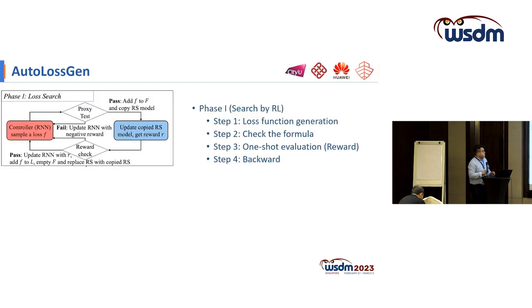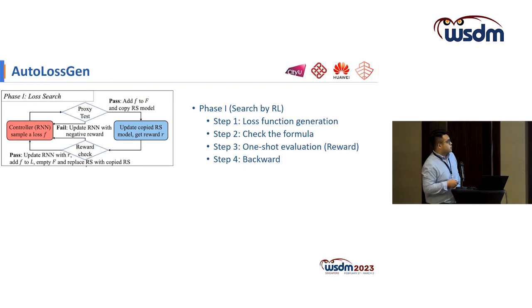And AutoLossTrain is the training of automated model training in three phases. In the first phase, it searches for the loss function by reinforcement learning. The detailed steps are as visualized. First, the controller RNN will generate the loss function candidates as we just introduced. Then it will check whether the formula makes sense. Sometimes we may generate a formula that is not related to our prediction or is not related to the ground truth. In this case, the generated loss function does not make sense. So in step two, we will check for this. And this is called the proxy test in the paper.